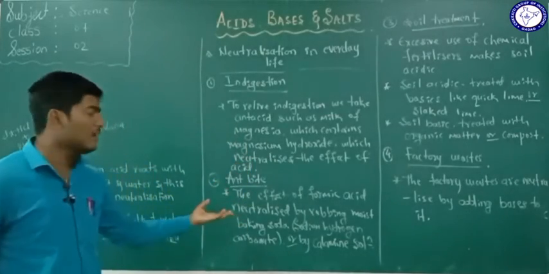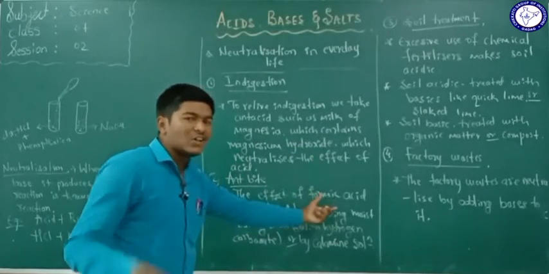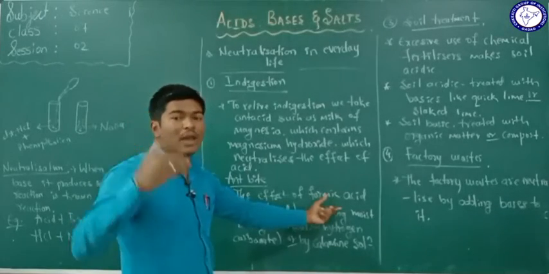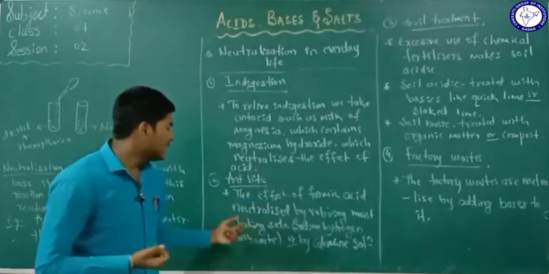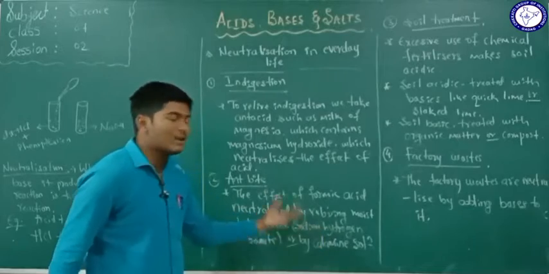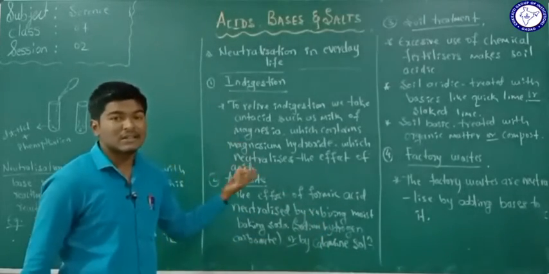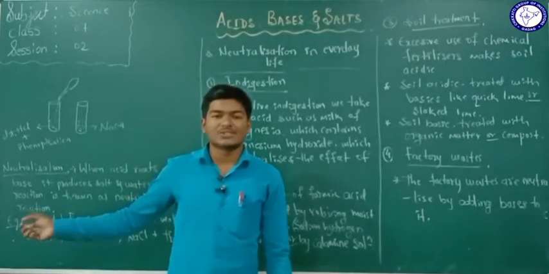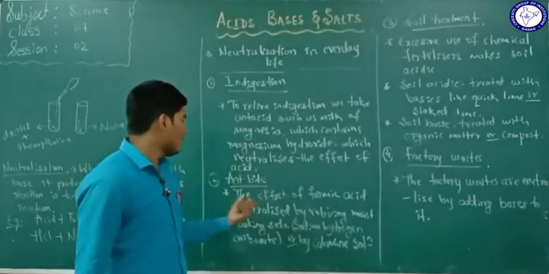So what happens here again? The ant bite injects the formic acid. To control the effect of the formic acid, we have to add a base here. So we are going to use a base like moist baking soda, that is sodium hydrogen carbonate, or calamine solution, that is zinc hydroxide solution. So what is here? That is nothing but neutralization. Using the neutralization process, we can get relief from an ant bite.